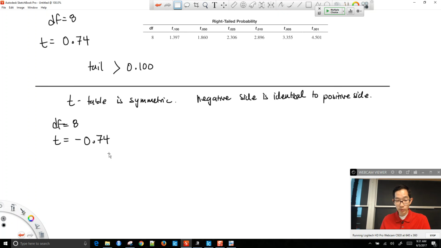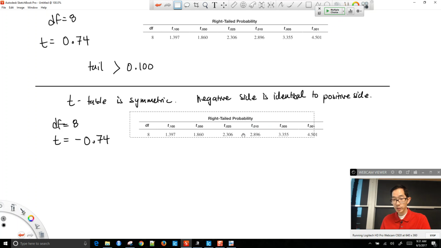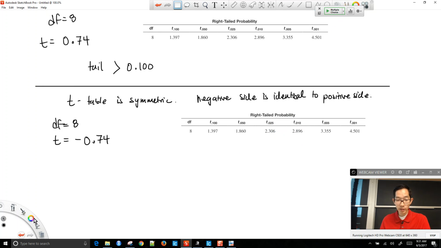Well, what we do there is basically we ignore the negative sign, and we look this up, except instead of right tail, we scribble that out, and we say this is now the left tail. You're not really ignoring the negative; it's taken into account by saying left tail. You look up 0.74, so that's what we did over here. We said 0.74 is here, so therefore my tail has to be bigger than 10%.